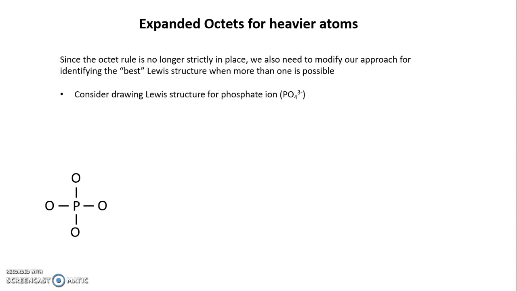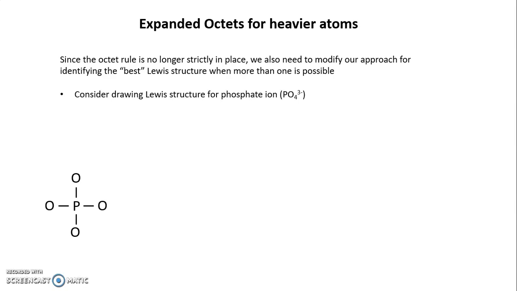You put it in the center, and then we're going to have to connect the 4 oxygen atoms to it with single bonds. Okay, great. Now the next step in the process is that we should figure out how many electrons we need to be considering, how many valence electrons need to be in the structure.